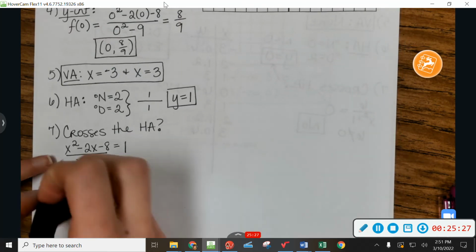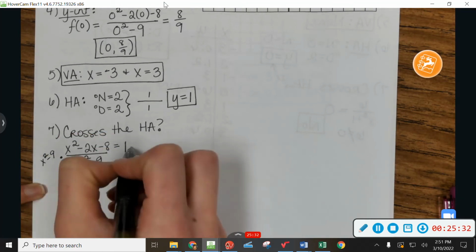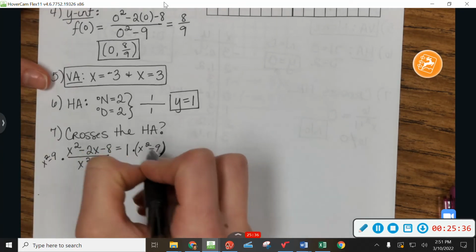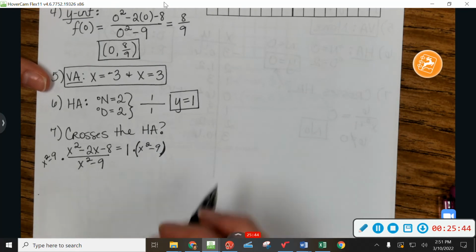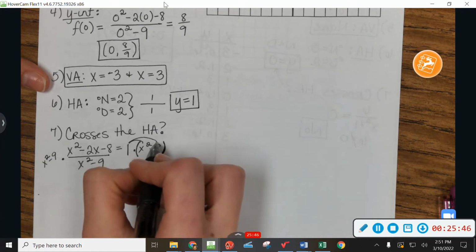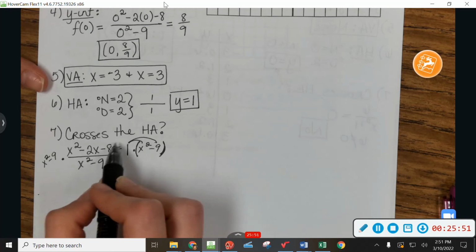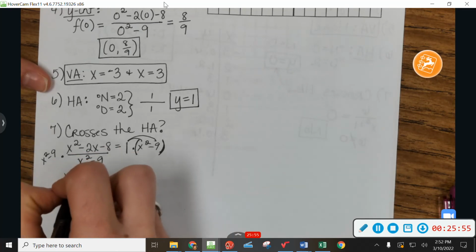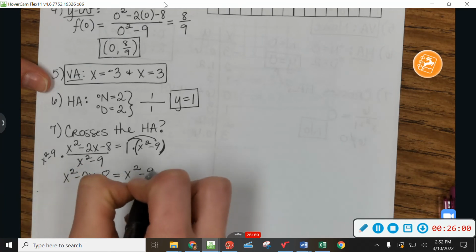So then, to solve this, I'm going to multiply both sides by x squared minus 9. Some of y'all are going to need to put the parentheses around that, because if this were a 2 or a 3, you have to understand that you are distributing to both terms in parentheses, not just the first one. I'm seeing that happen, so make sure you understand that. So here, my next step, x squared minus 2x minus 8 is equal to x squared minus 9.